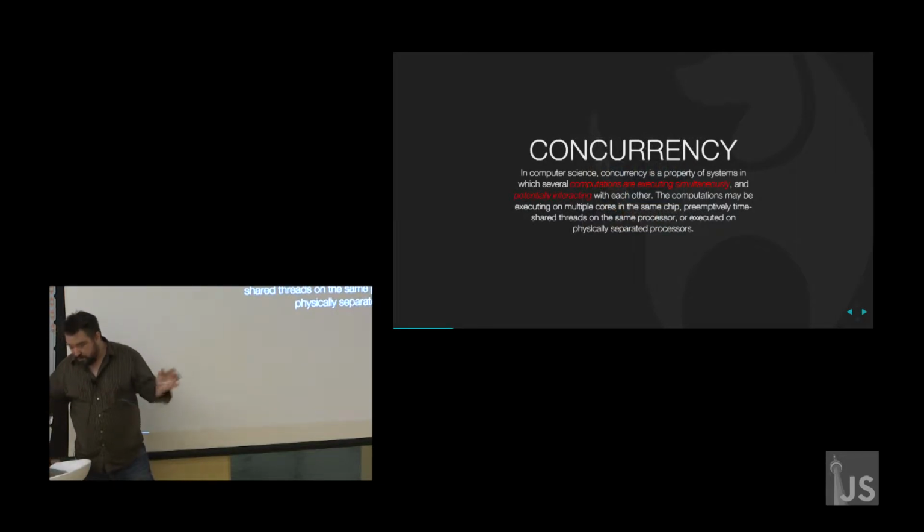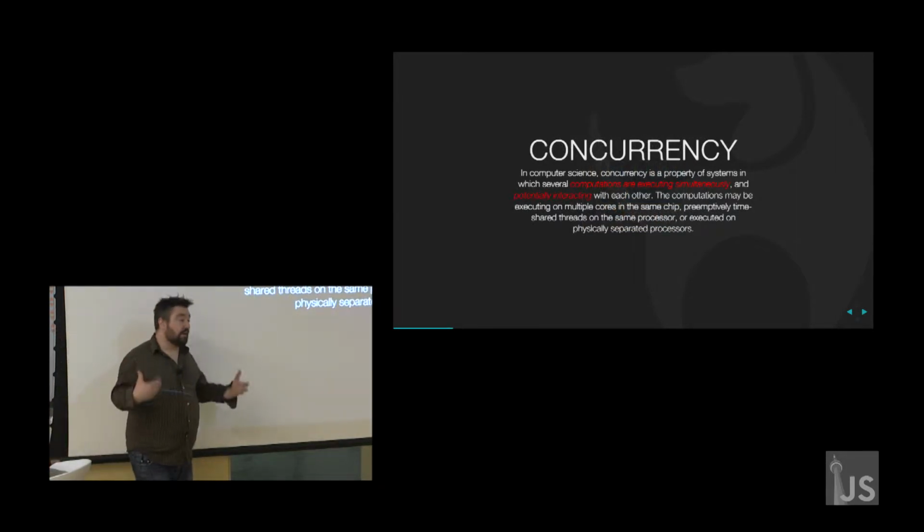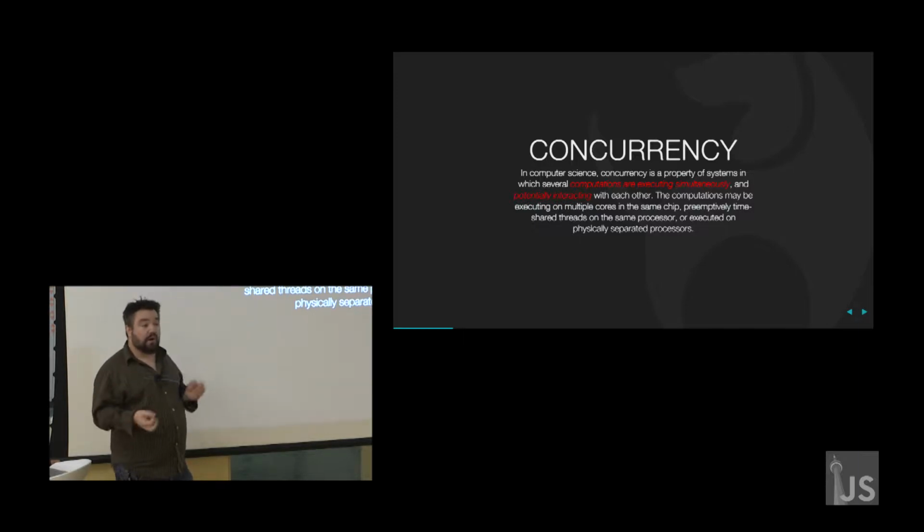So, a quick little background when I say concurrent. Concurrency, from Wikipedia, is just the idea that you have computations or calculations executing simultaneously and the potential for those to interact with each other.